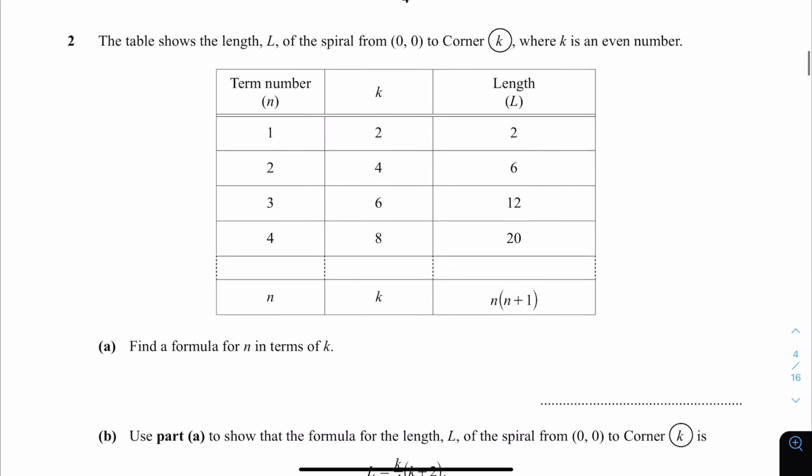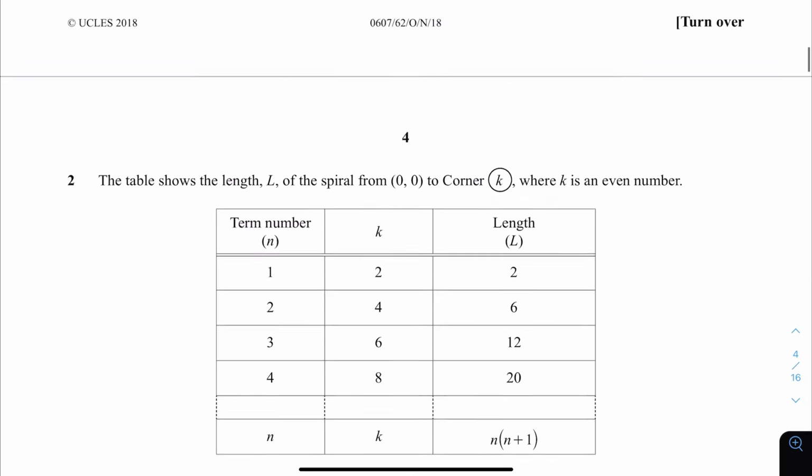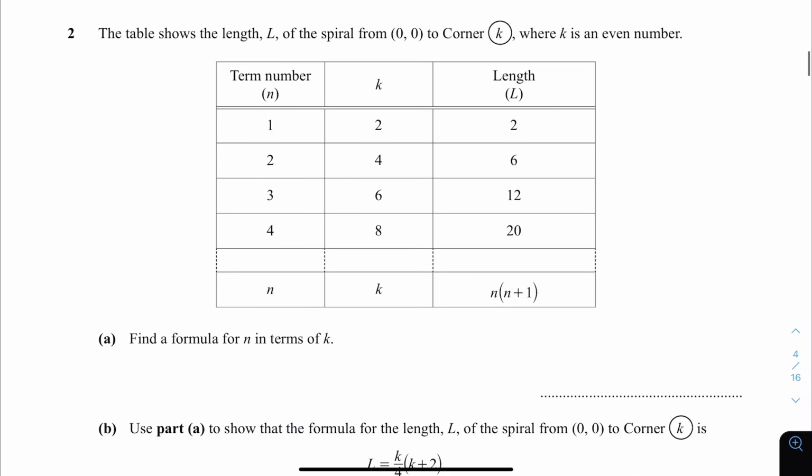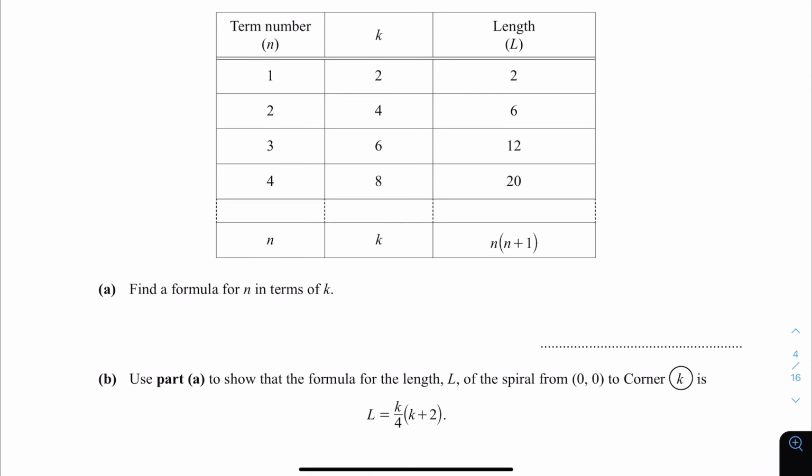Okay, moving on. So the table shows the length. Let me just check I haven't missed anything here. So the table shows the length L of the spiral from 0, 0 to corner K, where K is an even number. So find a formula for n in terms of K. Okay, all we need to do is look at n versus K. So 1 to 2, and 2 to 4, 3 to 6, 4 to 8. It's very obvious where this is going. n is just half of K. So you can say that n is equal to K divided by 2.